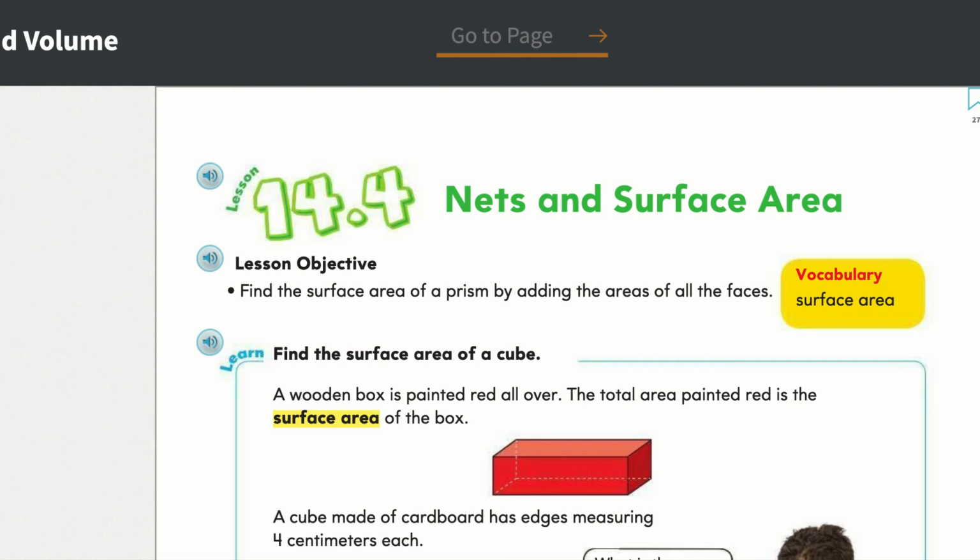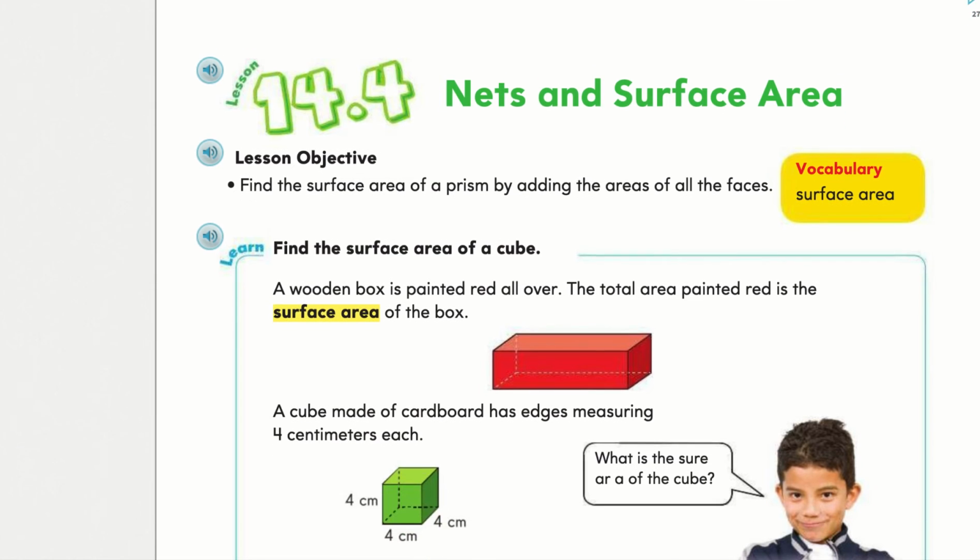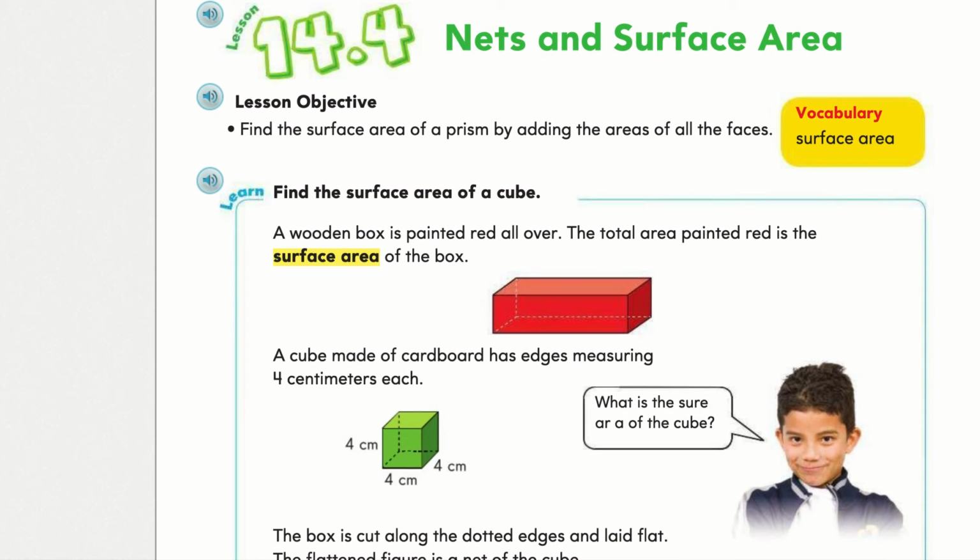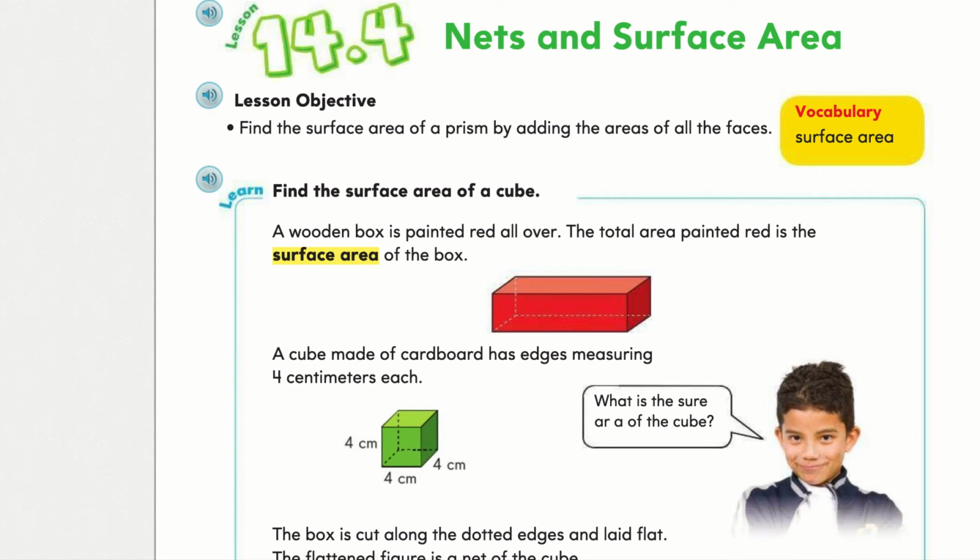Lesson 14.4, Nets and Surface Area. So the objective of this lesson is to learn how to find the surface area of a prism by adding all the areas of all the faces. So a wooden box is painted red all over. The total area painted is what we would call the surface area of the box.